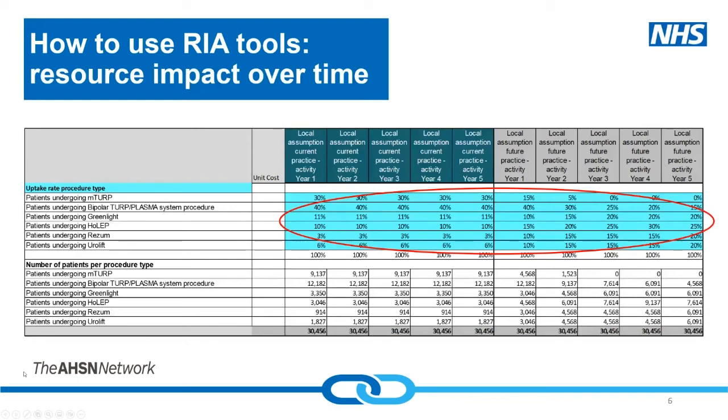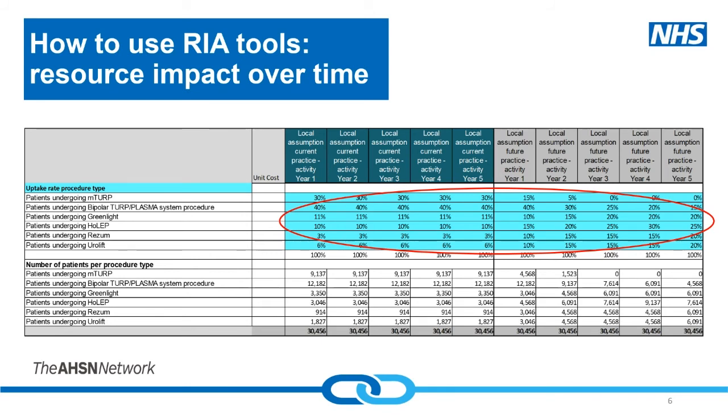OK, the last worksheet I'm just going to highlight is the resource impact over time worksheet. And this is where, again, at the top in blue on the left-hand side, we've got local assumptions for current practice, and on the right-hand side, local assumptions for future practice. So this is where we look at uptake over a 5-year period and the difference between what we think is happening now and what will happen in the future. And that obviously works through the template to generate the resource impact.